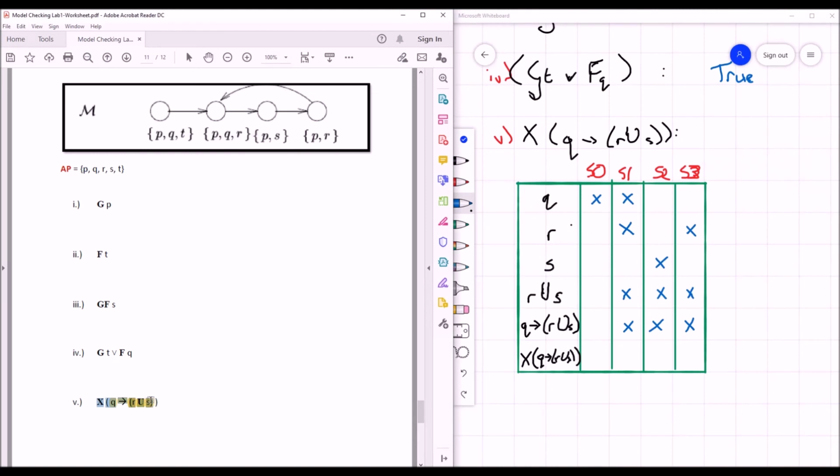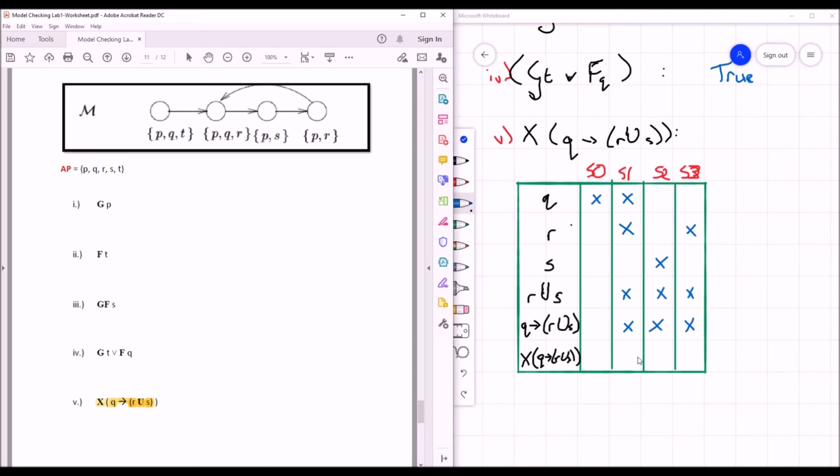proposition: X next Q implies "or until S". Where does Q implies "or until S" hold? States 1, 2, and 3. This means X is next. So if you're in state 0, it must hold in the next state. If you're in state 1, it must hold in the next state. If you're in state 2, it must hold in the next state, which is X3.